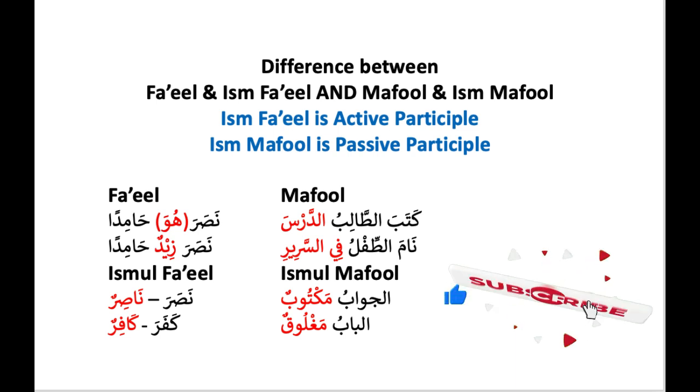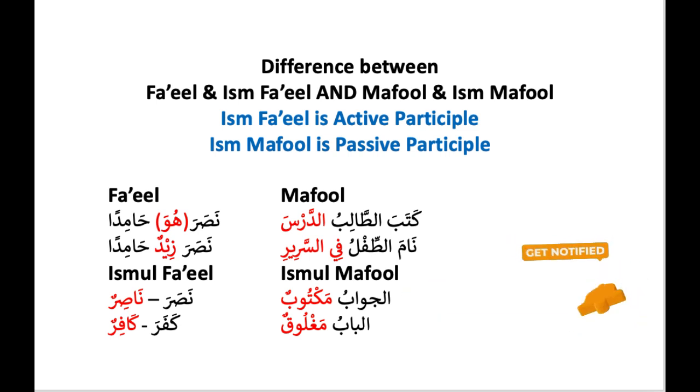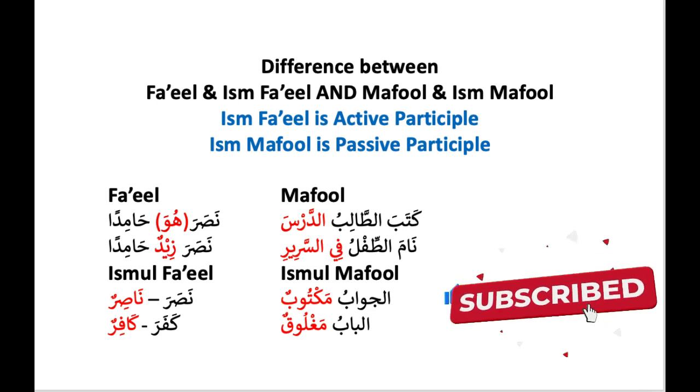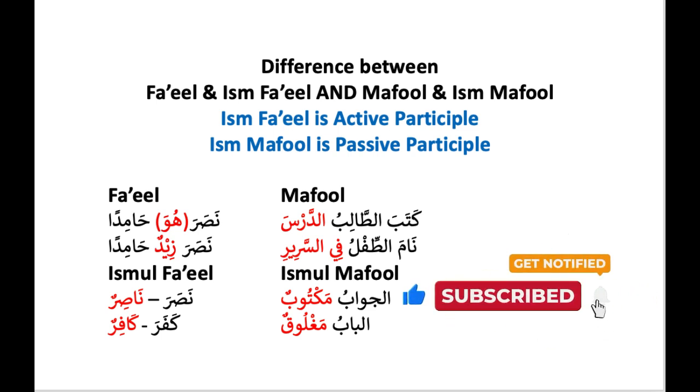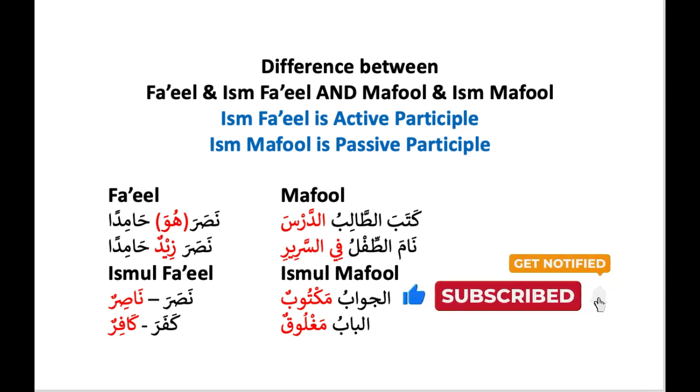Examples of Ismul Mafool. Al-jawabu maktubun. The answer is written. Maktubun is an Ismul Mafool derived from the verb kataba. So this is Ismul Mafool. Al-babu maghlukun. The door is locked. Here, maghlukun is derived from the verb ghalaqa. So these two are examples of Ismul Mafool.